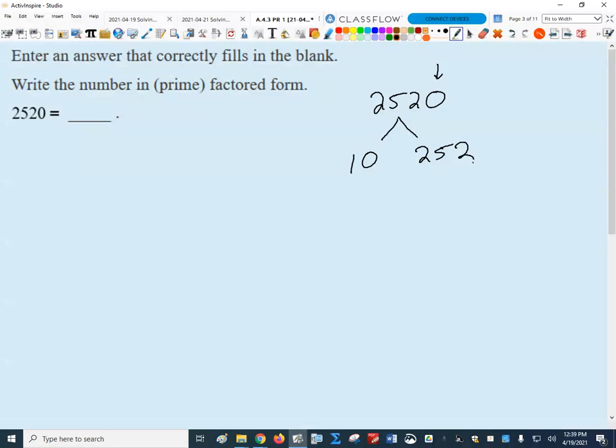We're going to see if those numbers branch. What does the 10 branch into? 2 and a 5. And those are prime, aren't they? I can't go any further with those. So we're done. That branch is done. How about the 252? We just got to come up with at least one number that divides into 252. Okay, so we know it's even, so we could break this into 2 and 126. Okay, what about 126?